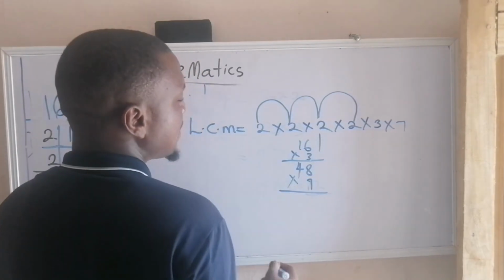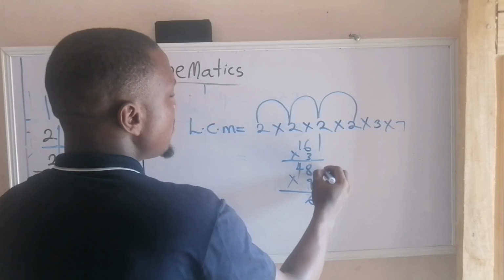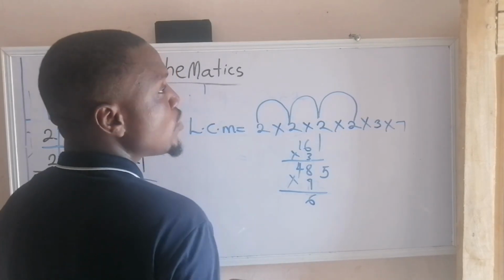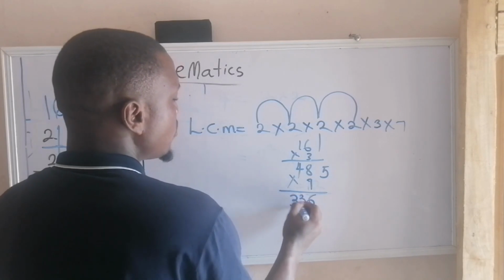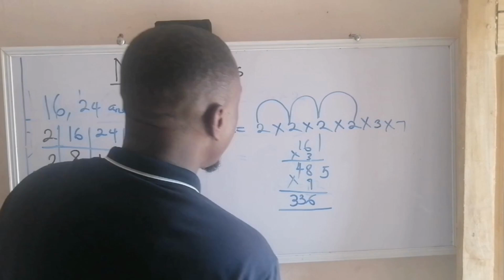What is 7 times 8? That will be 56. Keep your 5. 7 times 4, 28. 28 plus 5, that will be what? 33. So our final answer is 336.